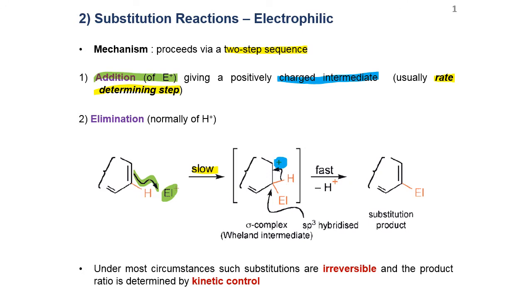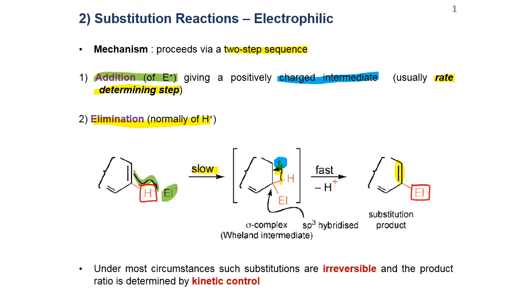So this is usually, and the thing that is usually eliminated is the proton. But however, there are some other groups that can be eliminated as well as a positive charge. So in this step, the proton is removed, you regain the aromatic system, and you can see that starting from hydrogen, now you have replaced it by electrophile. Therefore, it is called substitution reaction.